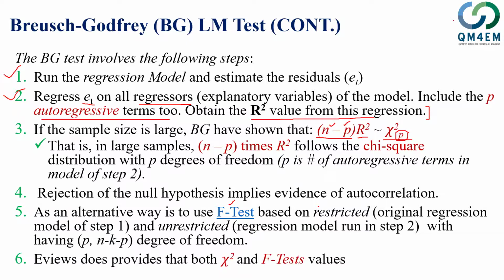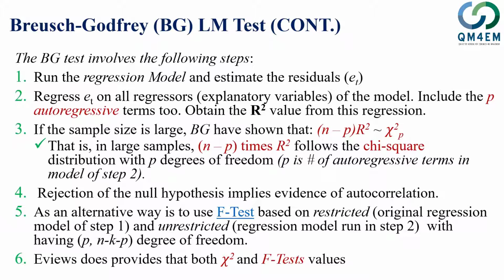EViews provides these two results directly, the chi-square and F statistics and their relevant probability values, so we do not need to worry about it. Once EViews provides the chi-square and F statistics, we can accordingly make decisions about the presence or absence of autocorrelation.